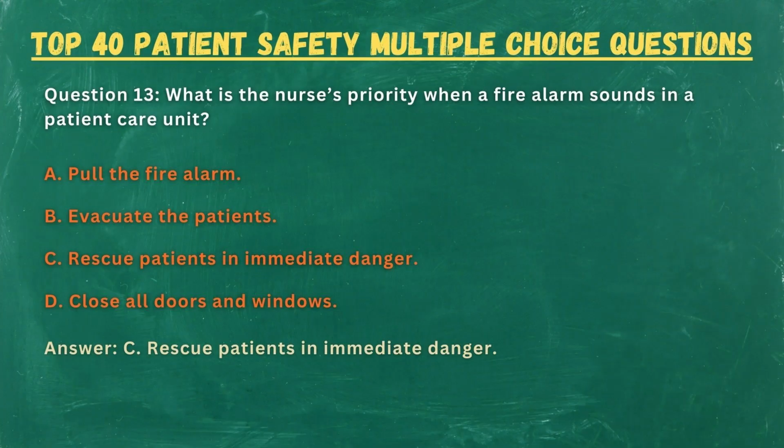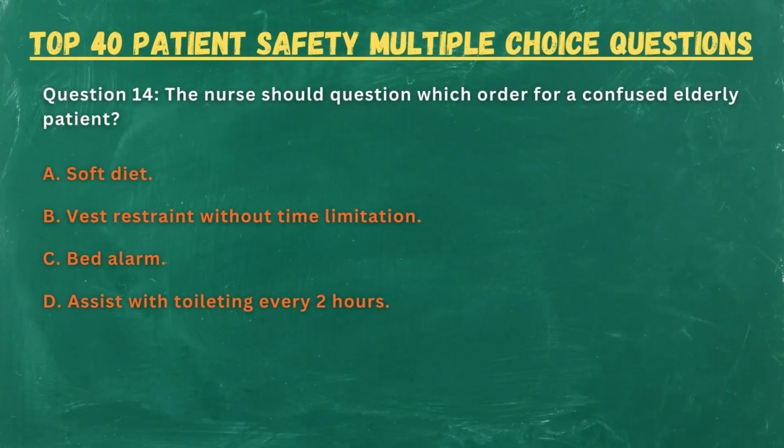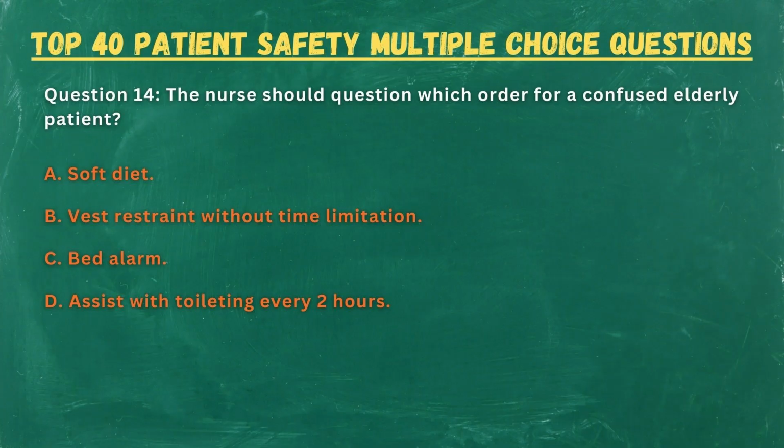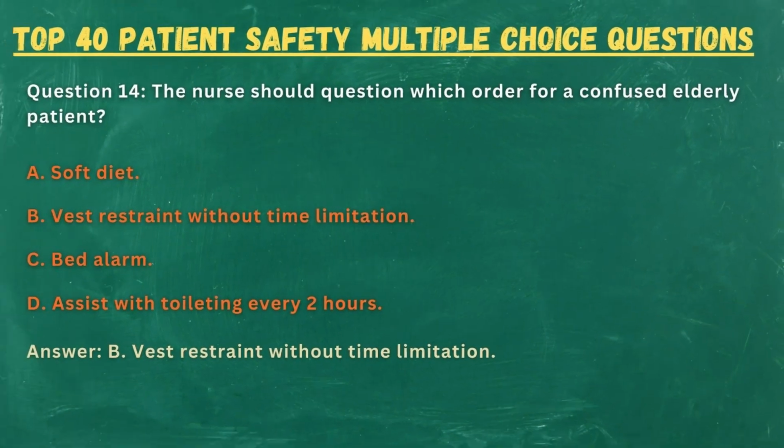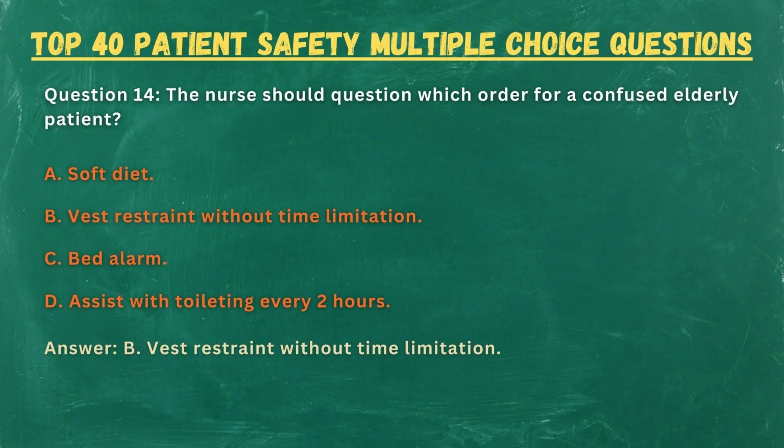Answer: C. Rescue patients in immediate danger. Question 14. The nurse should question which order for a confused elderly patient? A. Soft diet. B. Vest restraint without time limitation. C. Bed alarm. D. Assist with toileting every 2 hours. Answer: B. Vest restraint without time limitation.